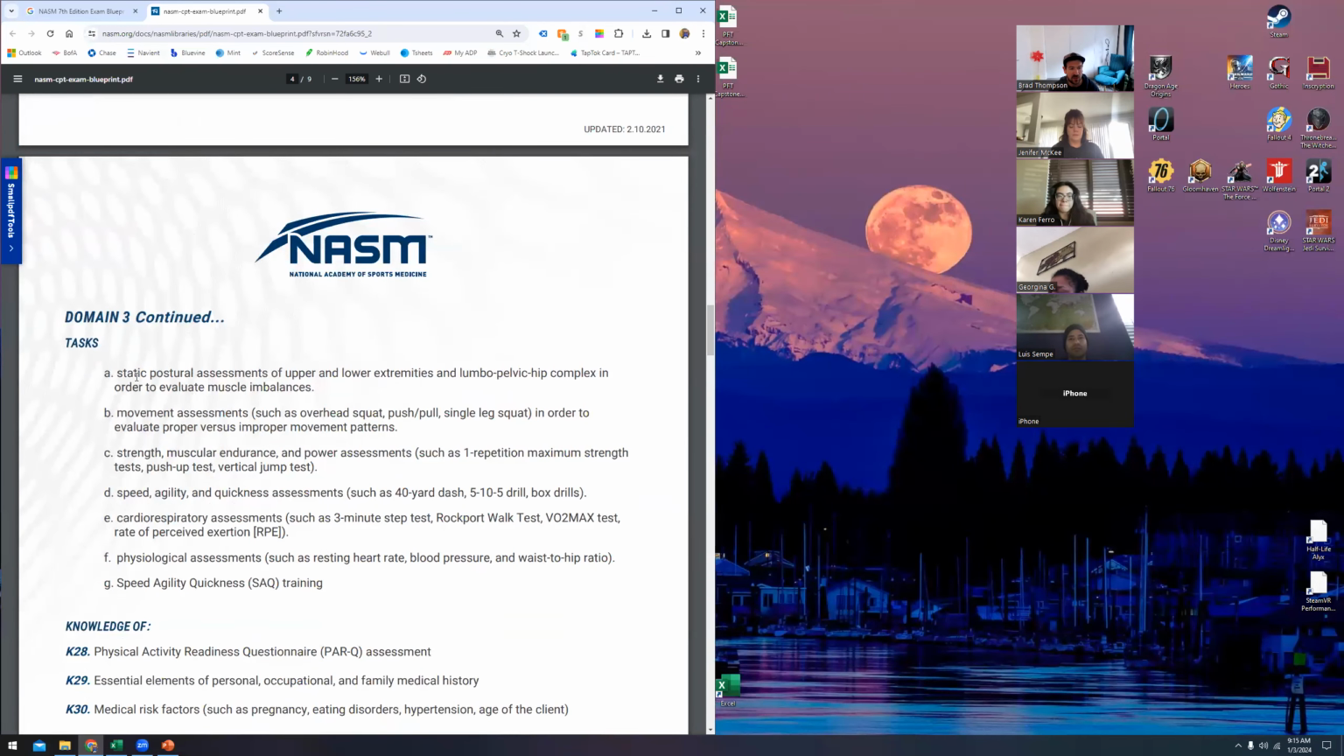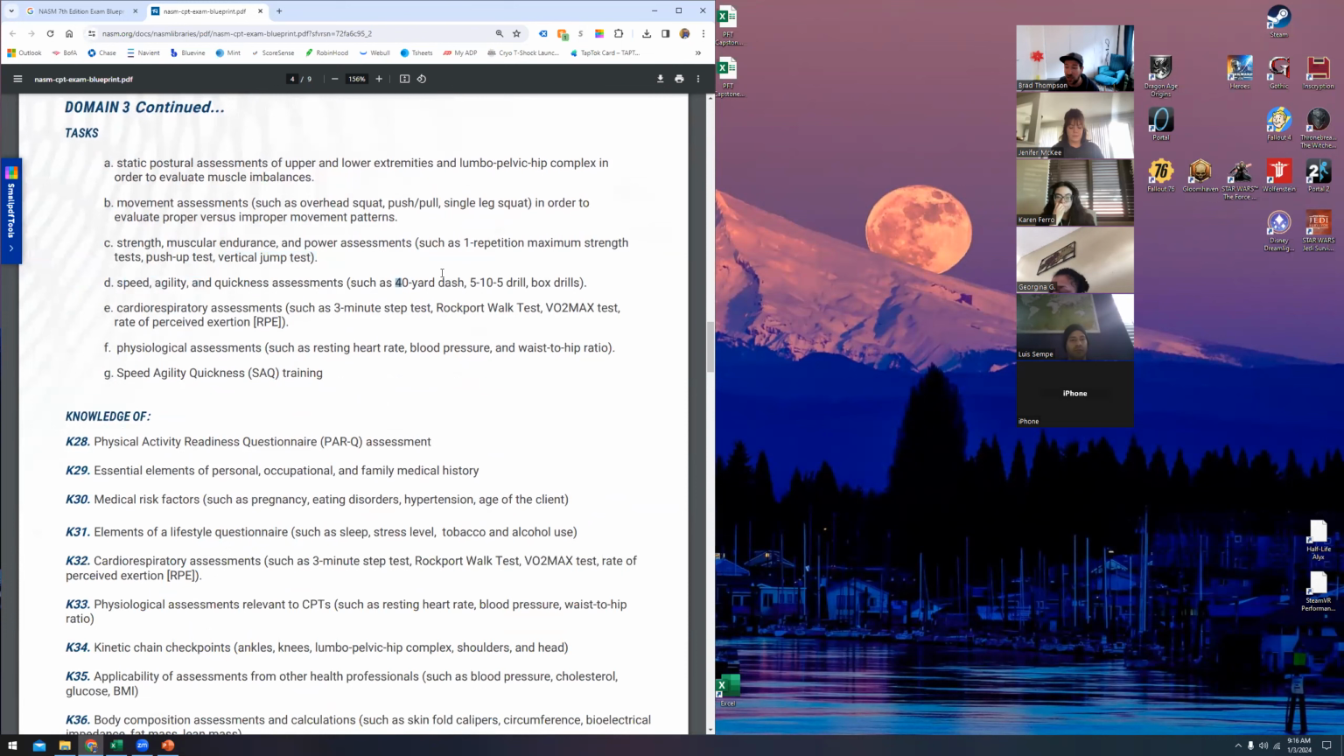You need to be able to understand static assessments, like the static posture assessment, movement assessments, like the overhead squat, the pushing, the pulling, the single leg squat. Endurance assessments, how to do a 1-rep max test, how to do a push-up test and a vertical jump test. SAQ assessments, these are the 40-yard dash, 5, 10, 5, and box drills.